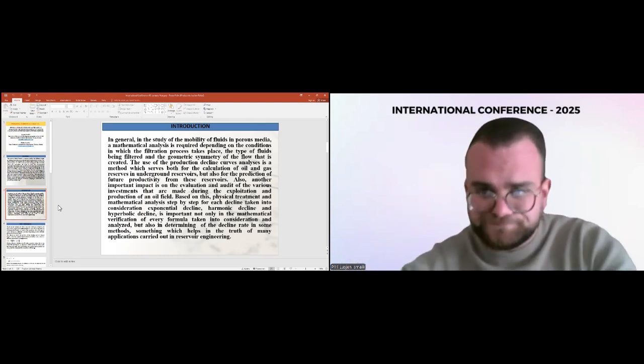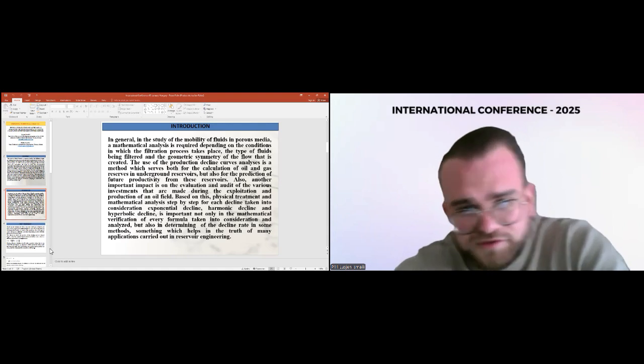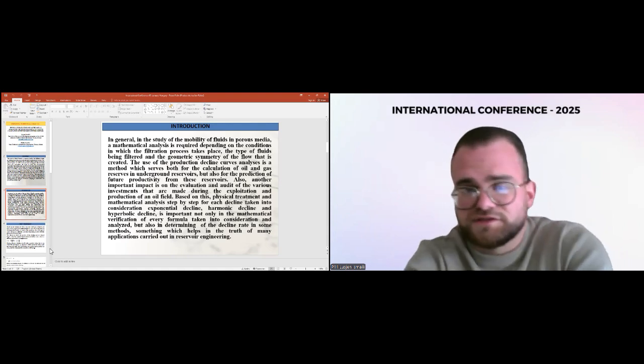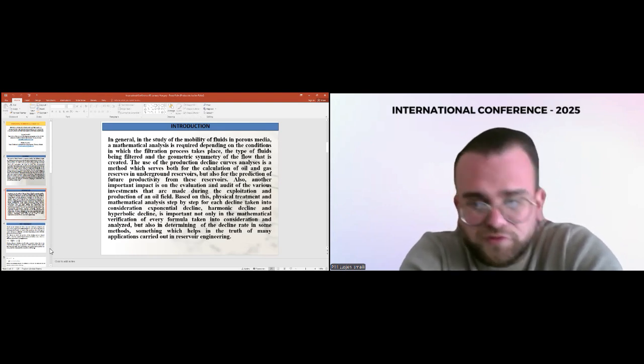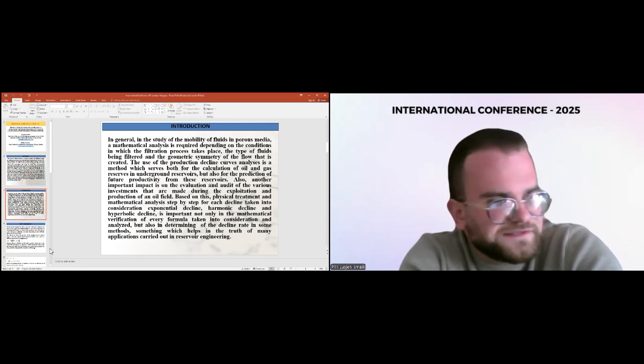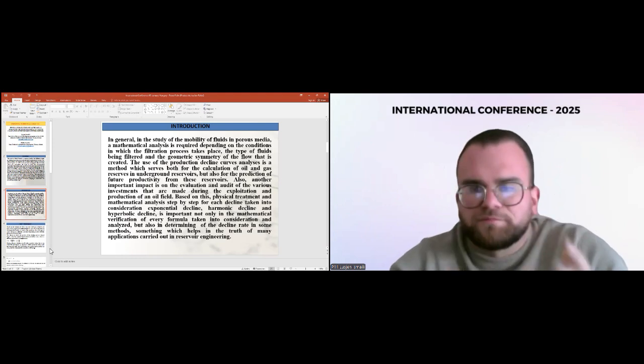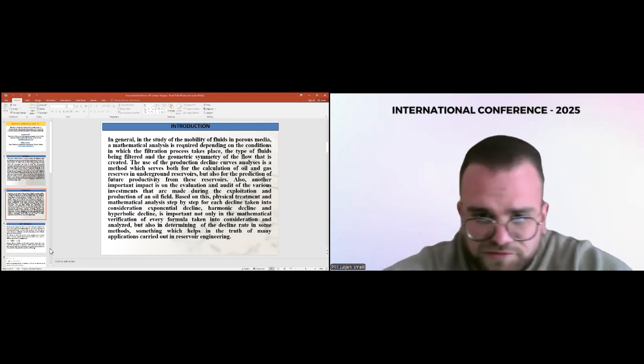Also, another important impact is on the evaluation and audit of the various investments that are made during the exploitation and production of an oil field. We can say it is a development plan for exploitation of an oil field.